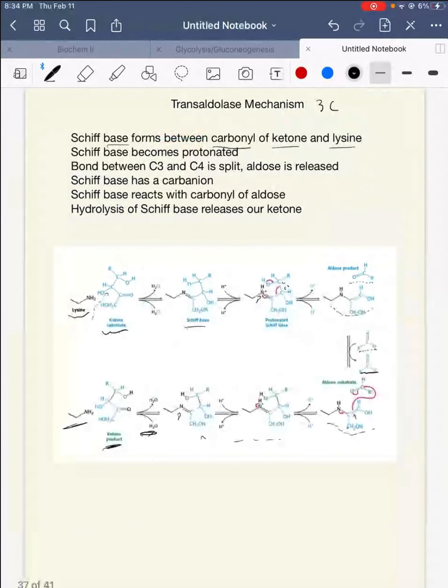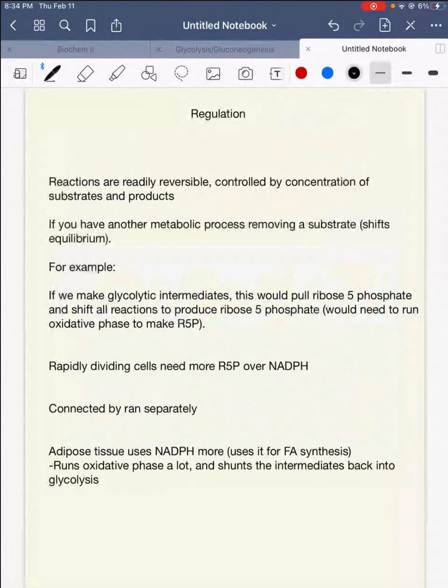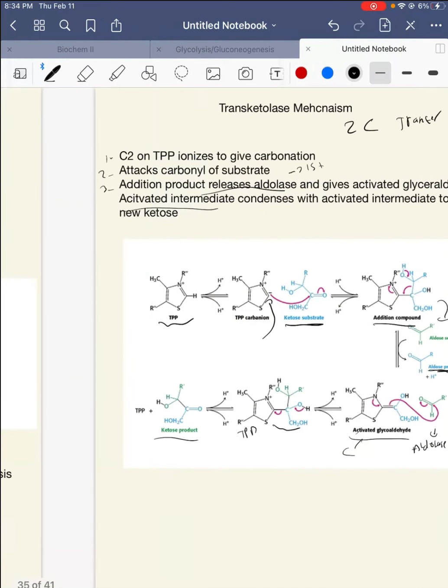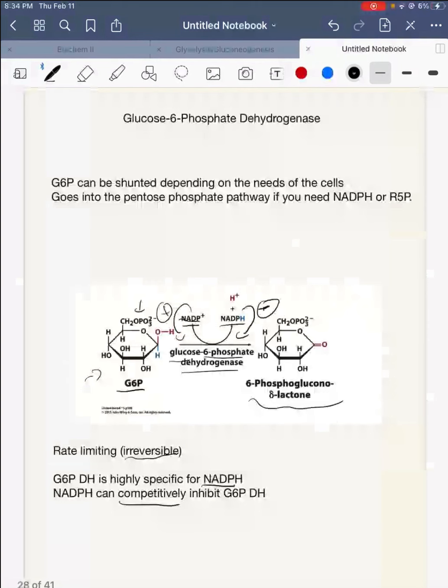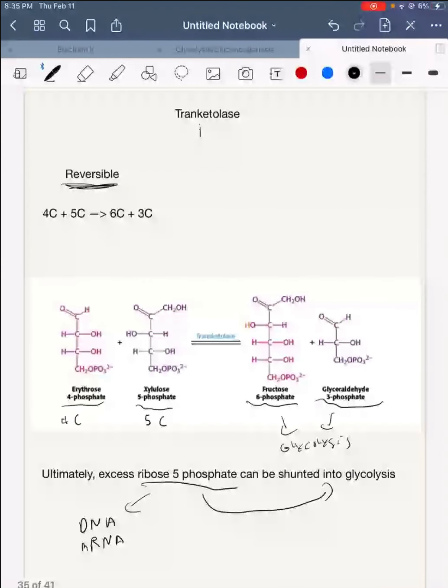So let's talk about some regulation. Like I said, the only thing I mentioned so far is that NADPH can go back and inhibit glucose 6-phosphate dehydrogenase. So let's just refresh. This reaction, the first reaction in the oxidative phase, NADPH can go back and inhibit glucose 6-phosphate dehydrogenase. This is the only allosteric thing we should know for the pentose phosphate pathway.